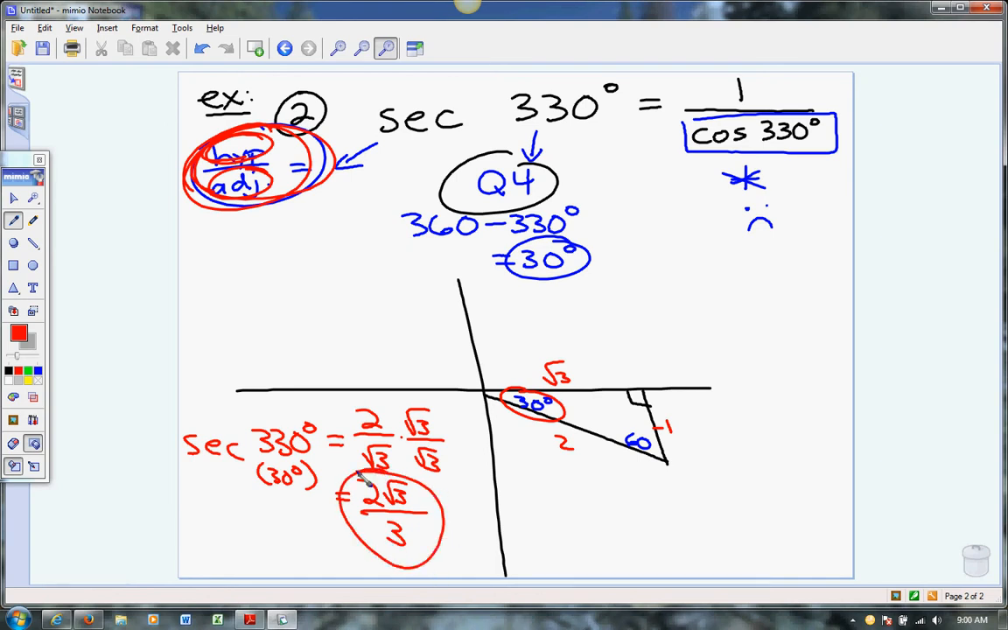So if you're working with secant, it's just like all of the other triangle problems we've been doing. You just have to remember that secant is flipped. It's hypotenuse over adjacent. Same thing for cosecant, same thing for cotangent. Now, next example.